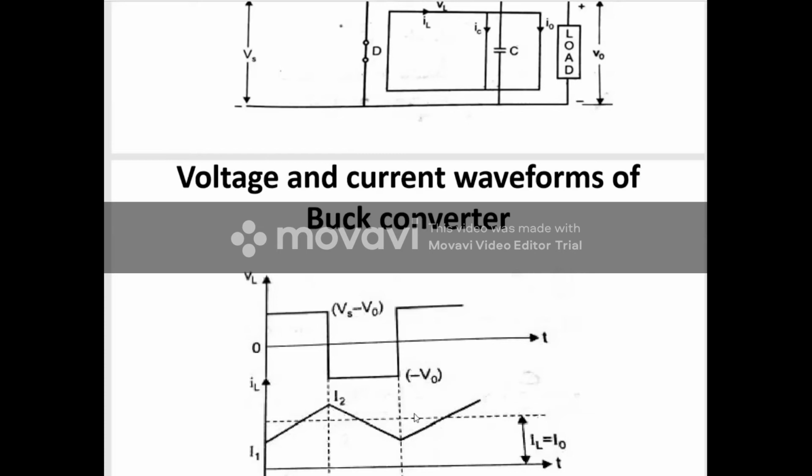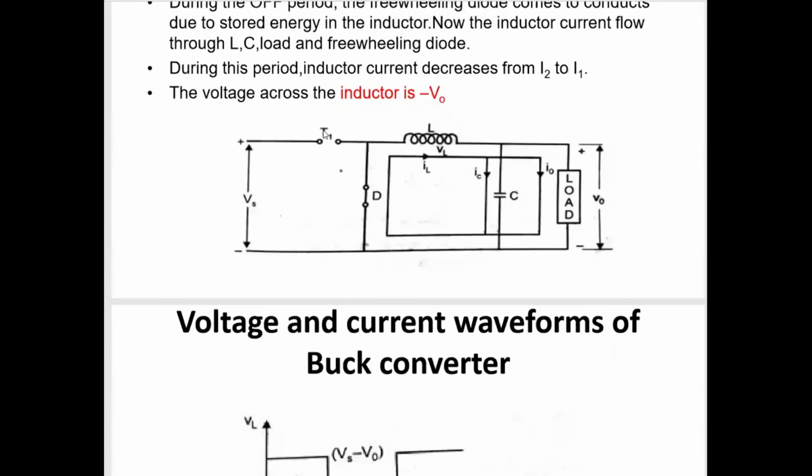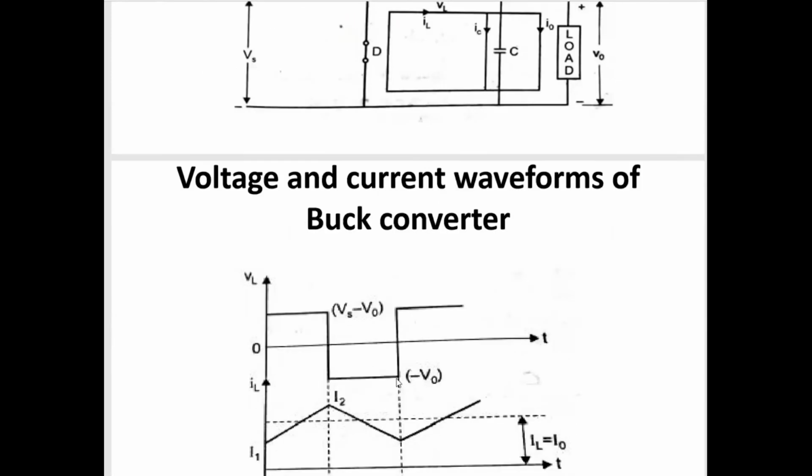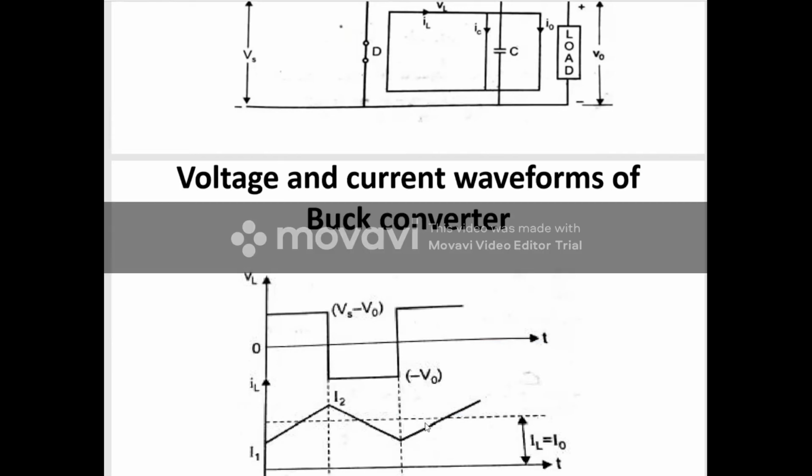After that, if you again give a high voltage at the base of the transistor, it is mode 1 operation again. In mode 1, the voltage goes from minus V0 to maximum, and the current increases from I1 to I2. This repeats alternately. This is said to be the buck converter. Understood? So this is the voltage and current waveform of the buck converter.